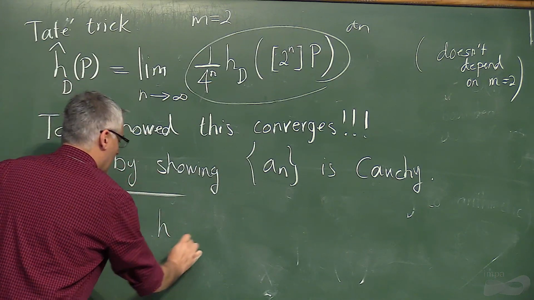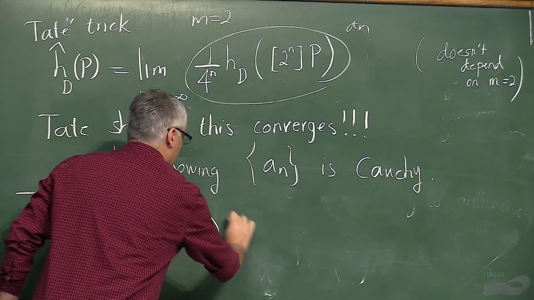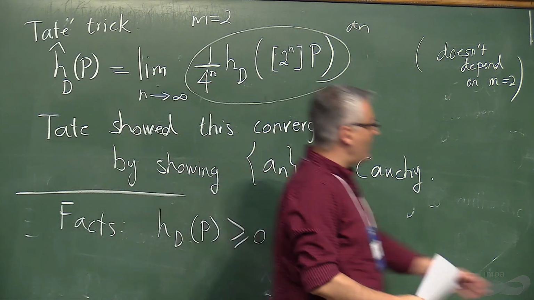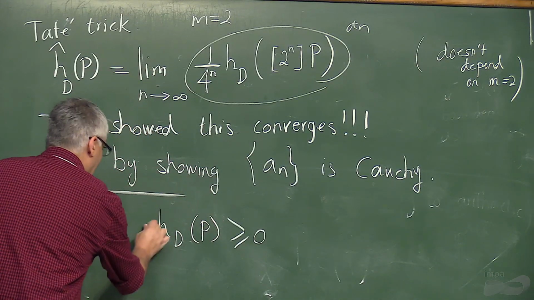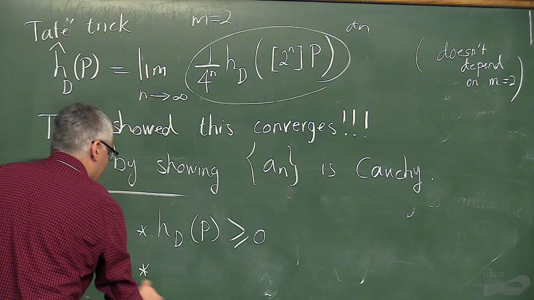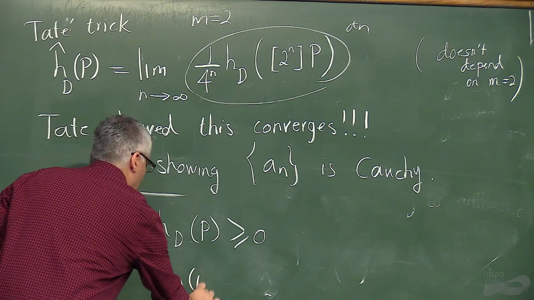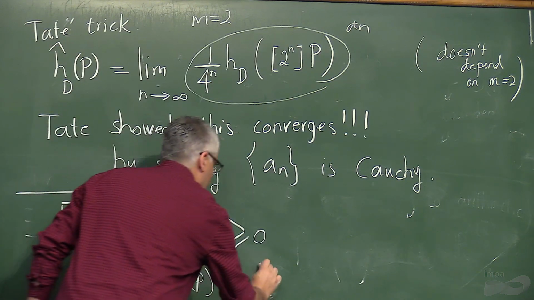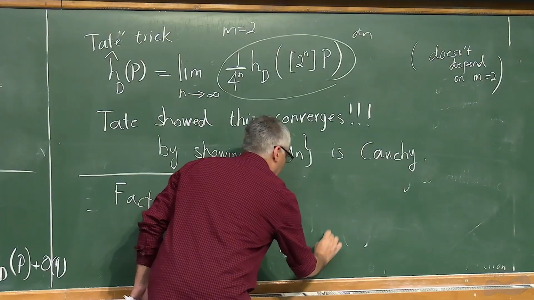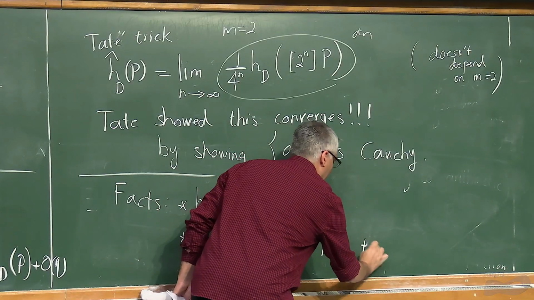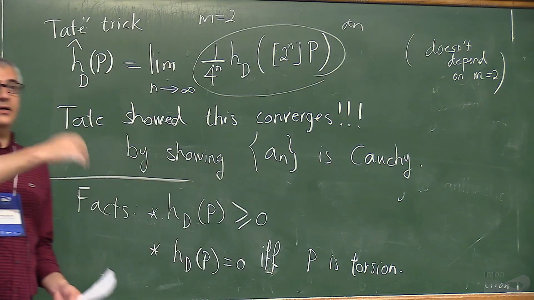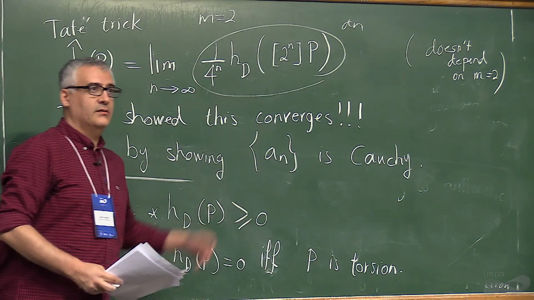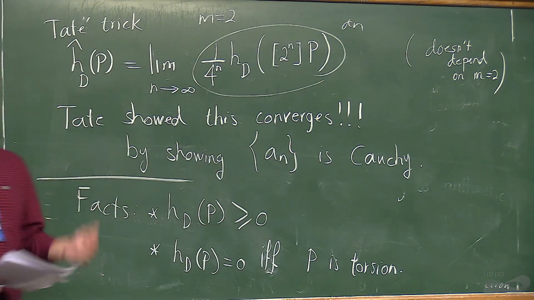So what I said, I didn't write down. This is bigger than or equal to 0. It more or less follows from the property of the height machine. An elementary fact, once you have the construction, is that it's 0 if and only if P is torsion. And torsion, I mean in the sense of basic algebra: there exists some number such that that multiple of P is 0 inside your group.